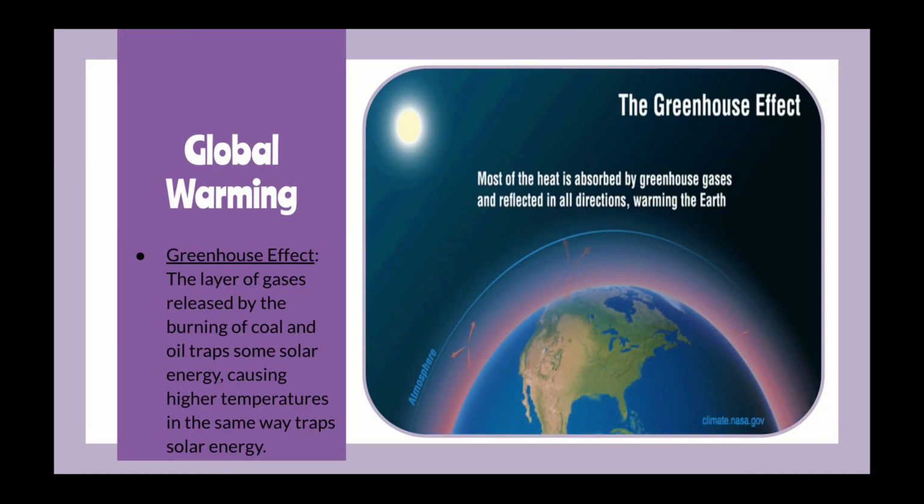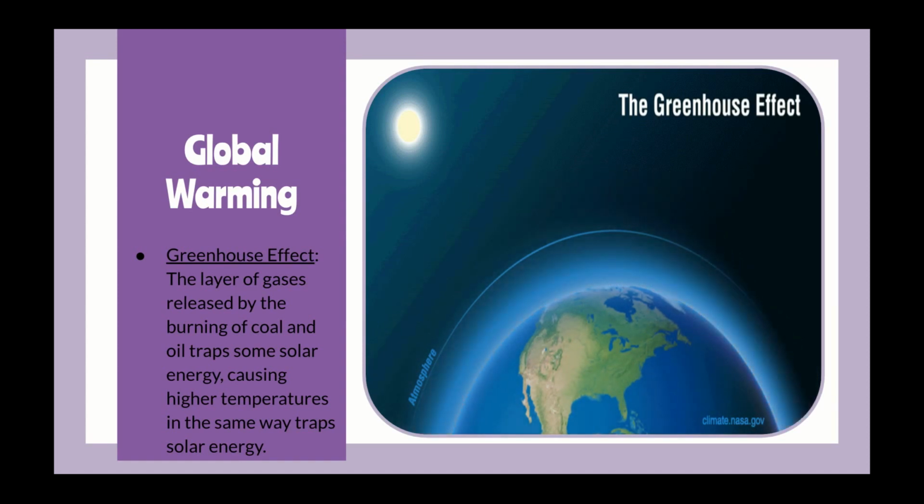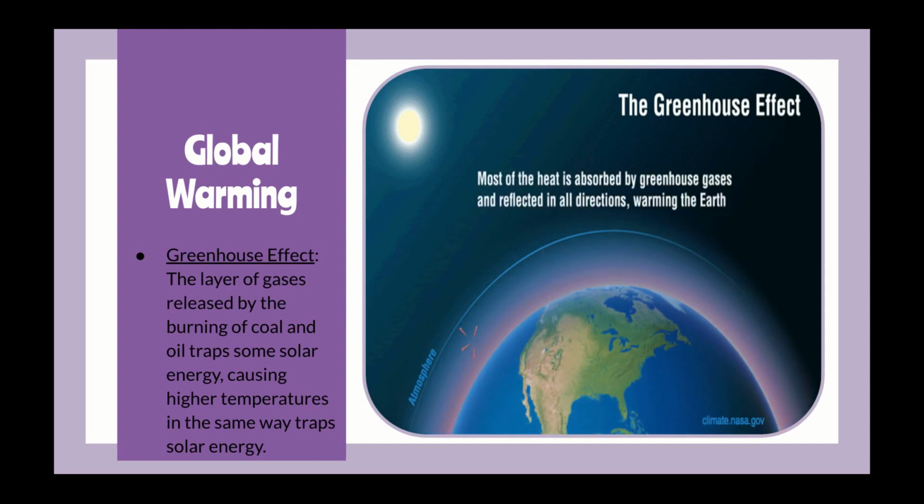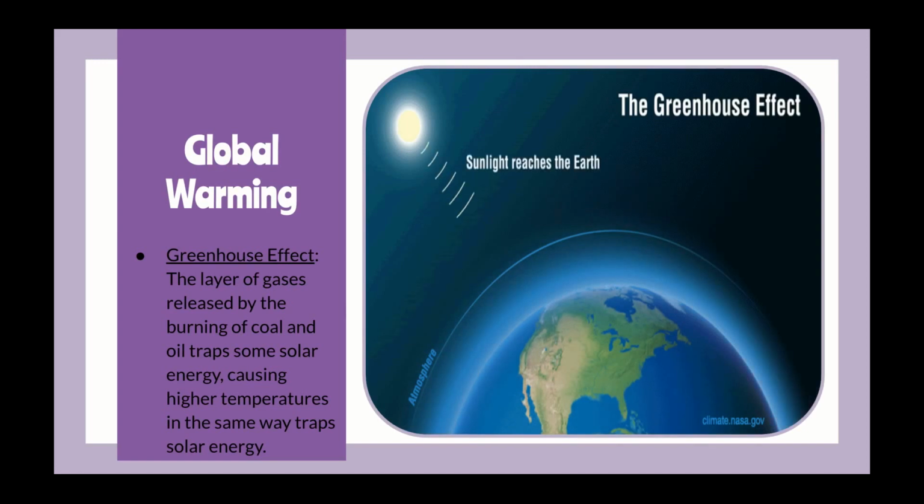Let's talk global warming and greenhouse gases real quick. Global warming is the accelerated heating of the Earth. The greenhouse effect is the layer of gases that are released by the burning of coal and oil that traps the solar energy that normally is absorbed by the planet, causing higher temperatures.